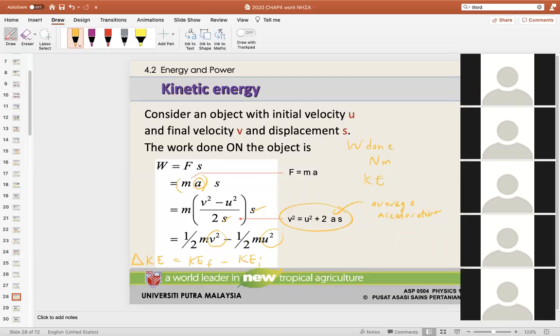So again, kinetic energy, when it's just the equation, is 1/2 mv squared. When you have a change, there is something to be deducted. As usual, final minus initial. Remember when delta x was xf minus xi. So we also have that for kinetic energy, which is the change in kinetic energy, which is this equation.